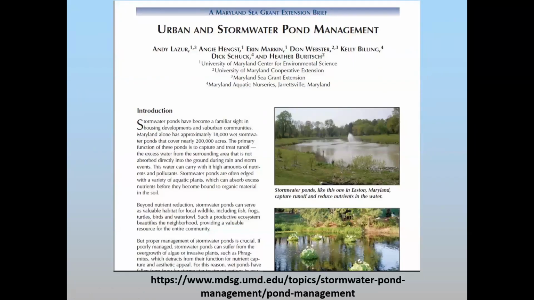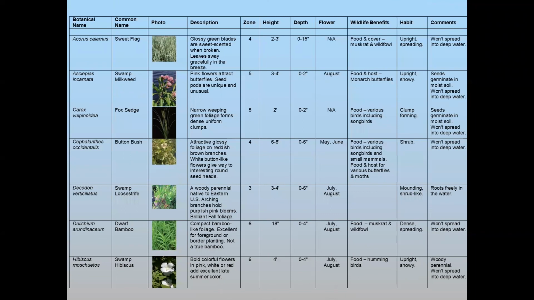We've produced a publication on this that talks about how to control nutrients into ponds. It has a long list. This is just a quick snapshot of many of the native species that are recommended for aquatic plant use, whether it's pond buffer or in the floating wetlands. And this document describes the plant, but then also how large it gets, where it should be planted, and some of the wildlife benefits.